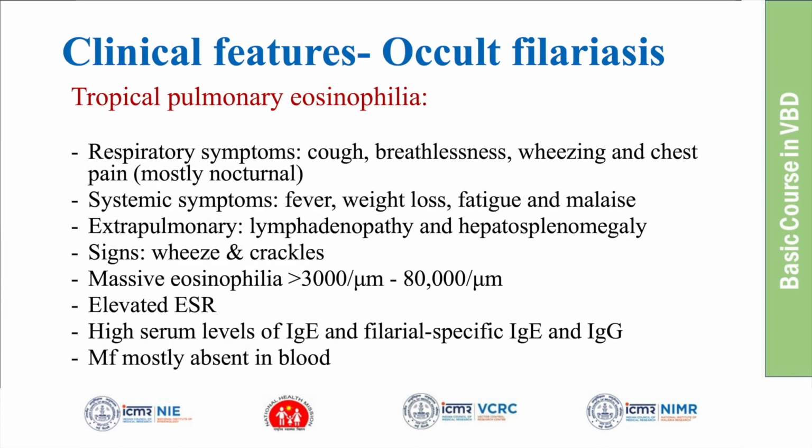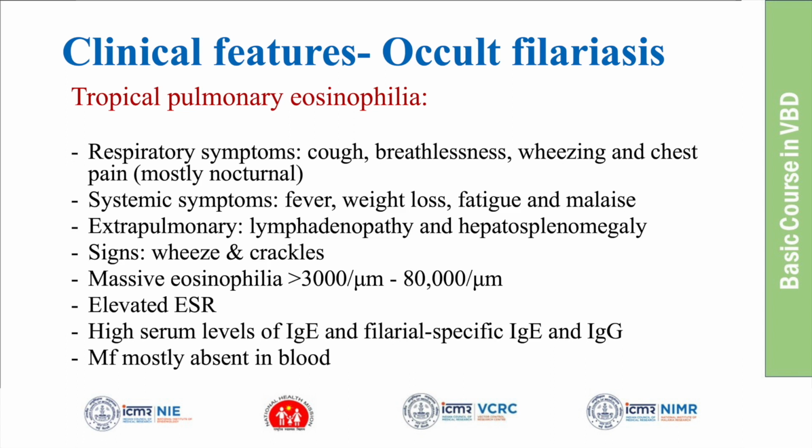So far we discussed lymphatic filariasis presentations because of the presence of the worm in the body. The next is something called occult filariasis, which is due to immune hyperresponsiveness. The condition is called tropical pulmonary eosinophilia. The person usually presents with respiratory symptoms like cough, breathlessness, wheezing, or chest pain, and these symptoms are mostly reported nocturnally. The person may also present with systemic symptoms such as fever, weight loss, fatigue, and malaise.